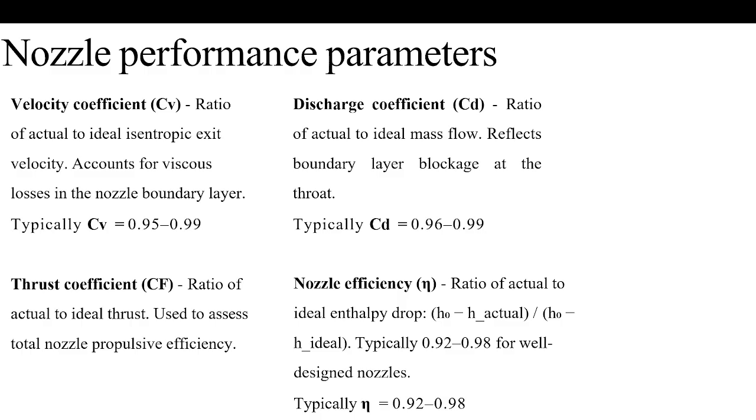The most important parameter in the performance of the nozzle is your thrust coefficient, which is denoted as CF. As the name itself indicates, it is the ratio of the actual thrust divided by the ideal thrust. Coming to the efficiency of the nozzle, we have the derivation, but for now we will look at the efficiency as one of the performance parameters, which is your ideal enthalpy drop to the actual enthalpy drop.